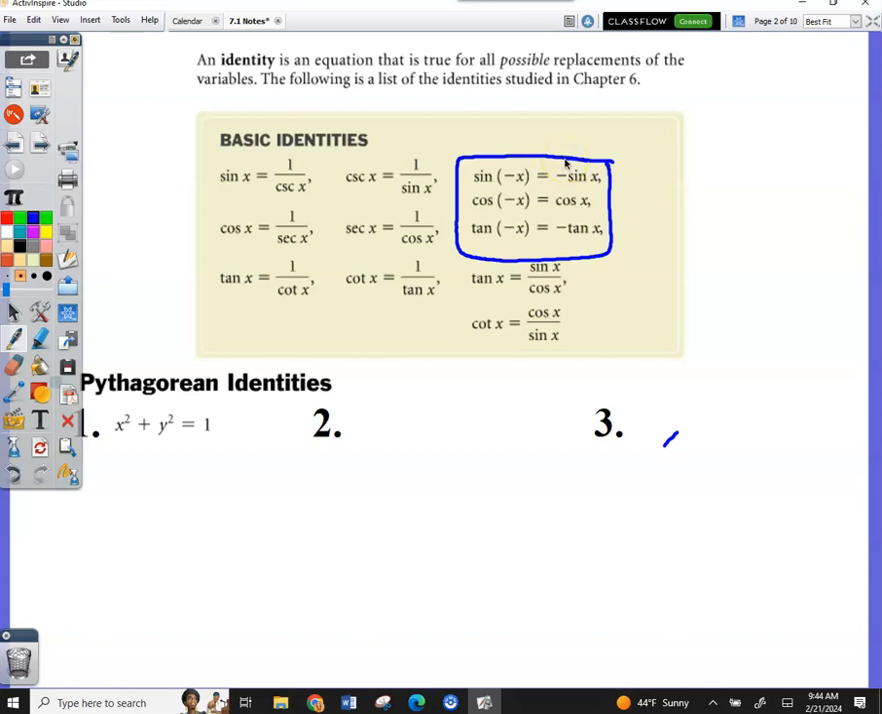We talked about cosine being symmetrical across the y-axis. We didn't talk about tangent symmetry because it's ugly. But tangent has a symmetry that if you take tan of the negative angle, you can rewrite it as the negative tan of the positive angle. So these are different ways to write it.